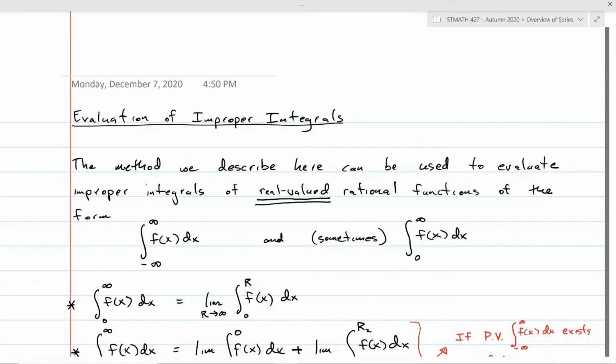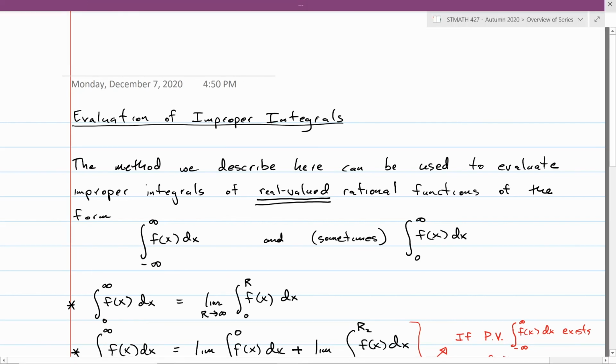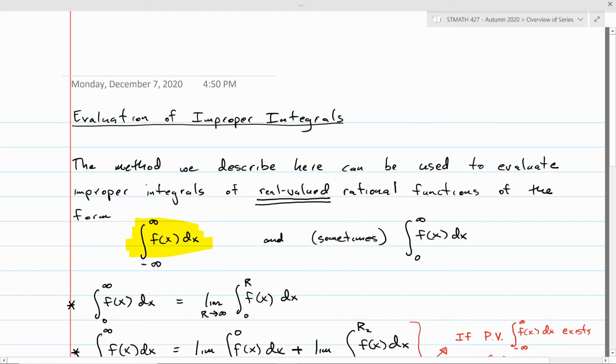All right, so what we want to do now is take what we learned about how to calculate these residues and apply it to an interesting situation where we can actually calculate real valued integrals using the theory of the complex variables that we've learned. In particular, we're going to look at improper integrals of these 2 forms, integral negative infinity to positive infinity, or sometimes we might want to do just 0 to infinity.